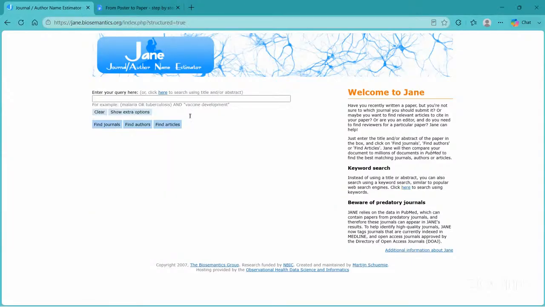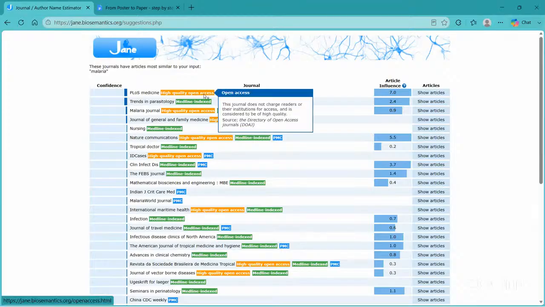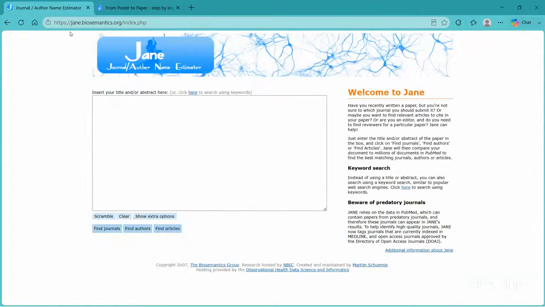Yes, the keyword search is very similar. So you can, for example, just look up malaria. Let's say that is the keyword you're looking for, and it will do the same thing, where it will give you journals where topics related to malaria are mostly published, with their article influence, and you can also see the articles and everything. That is all there is to it.